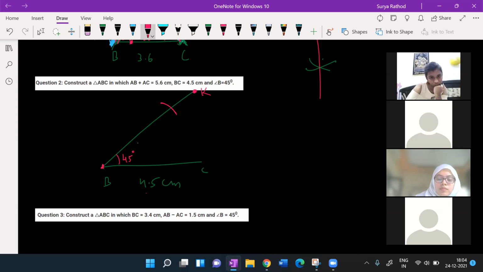Now I am joining. I'm just considering this as D here. I'm joining DC like this. And after that, I'm drawing a perpendicular bisector of DC here. Whatever length more than half you take, from this point here, and from this point again here, join these two now.